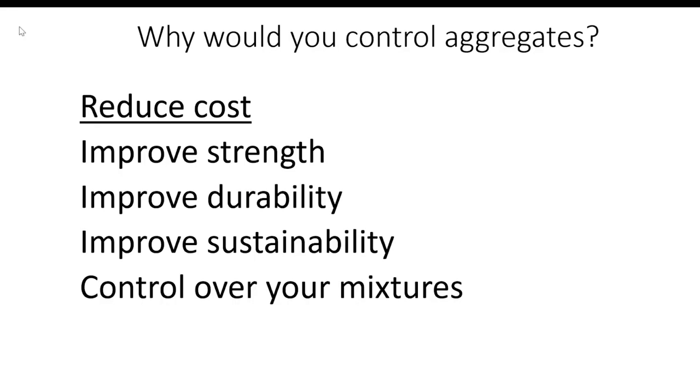So how do you control your aggregates? I mean, seriously, how do you do this? Why would you do this? Why in the world would you ever do this? Well, number one, you can reduce your costs. You can improve your strength. You can improve your durability. You can improve your sustainability. You can control your mixtures. You can do all five of these all simultaneously if you control your aggregates.